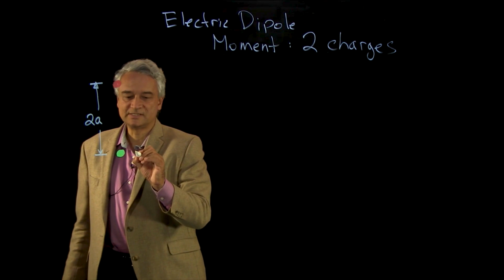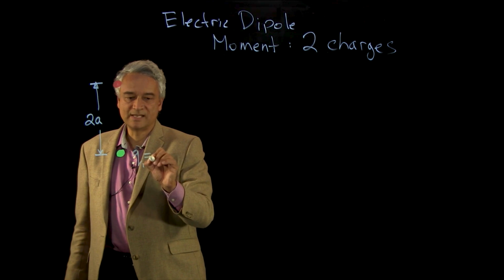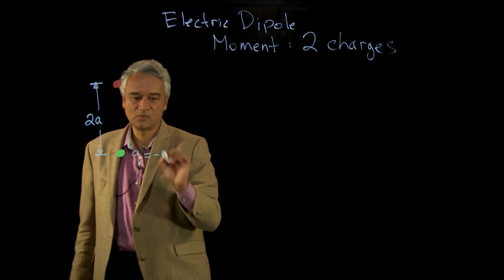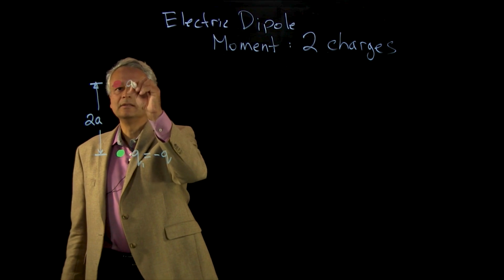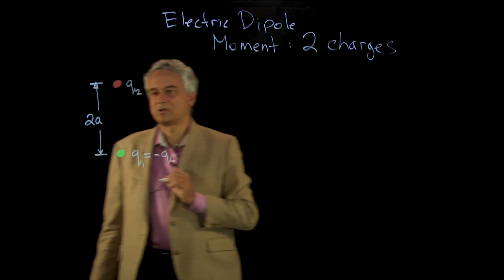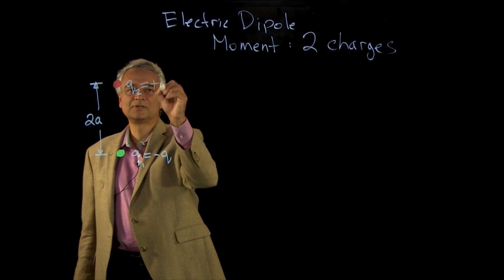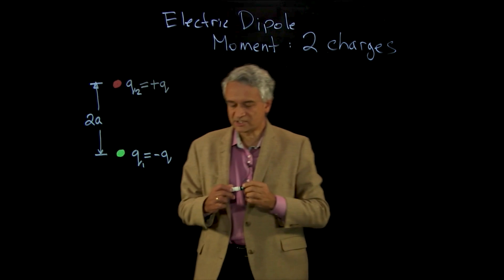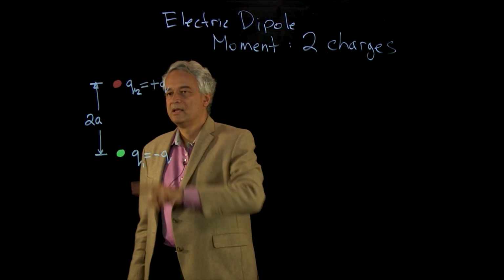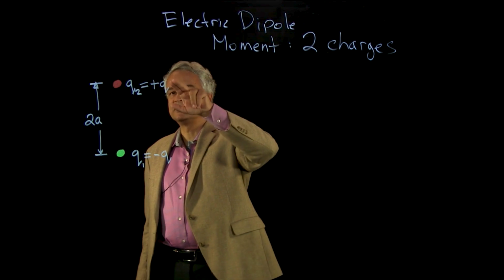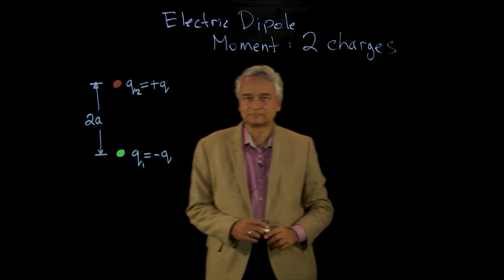I'm going to refer to this lower charge, this negative charge, as Q1, and Q1 is negative. So I will think of Q1 as minus Q, Q being some quantity of charge. And this upper charge here we'll call Q2. Q2 is positive, so Q2 will be plus Q. So I'm choosing a configuration of charges in which the magnitudes of the two charges are the same. Their signs are opposite. This one is positive, this one is negative. They're separated by a distance 2a.